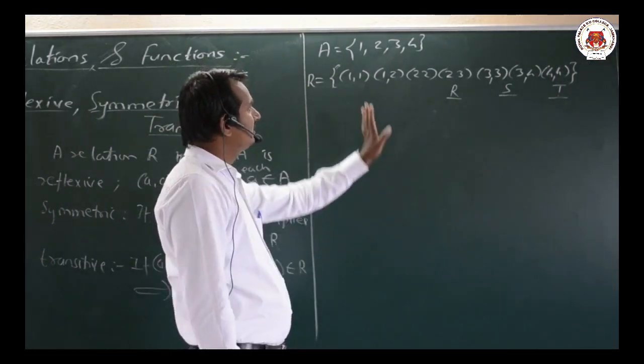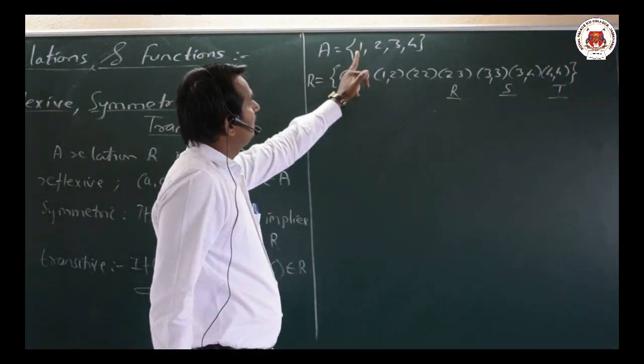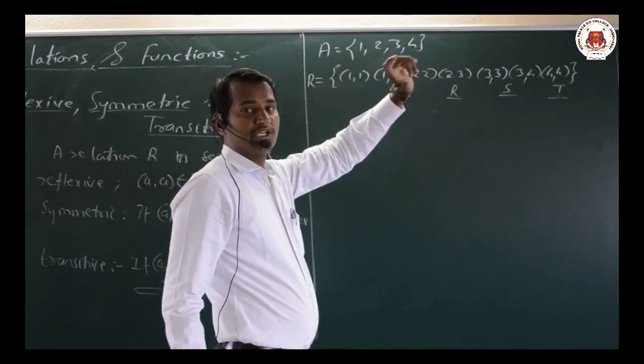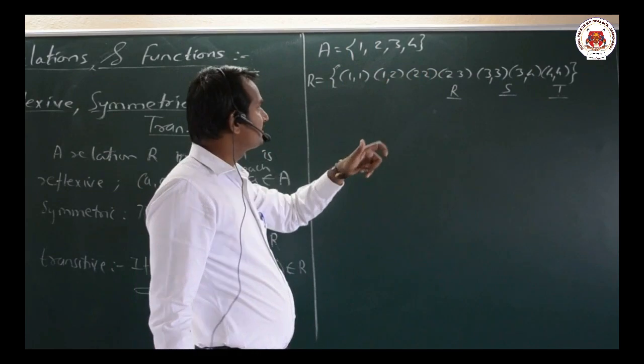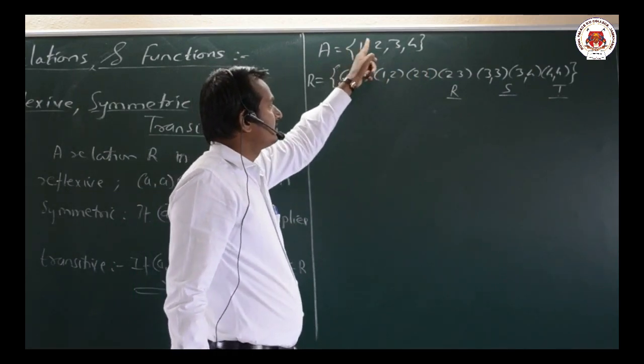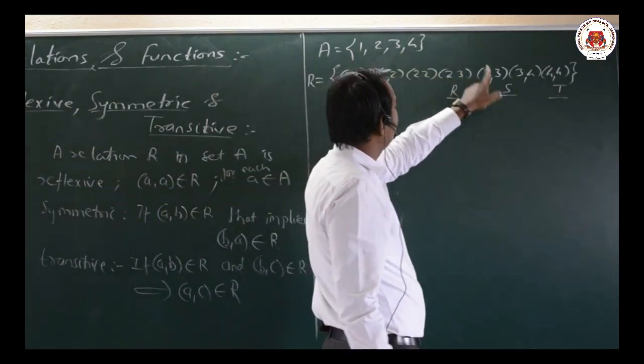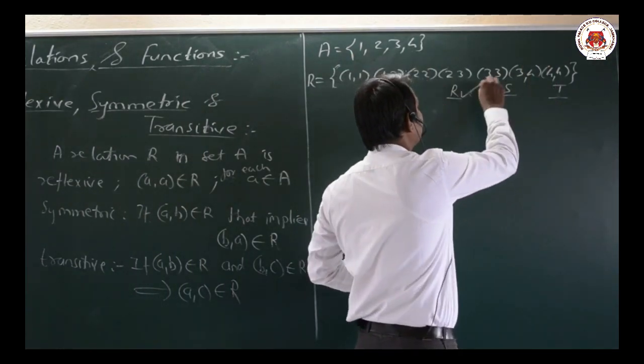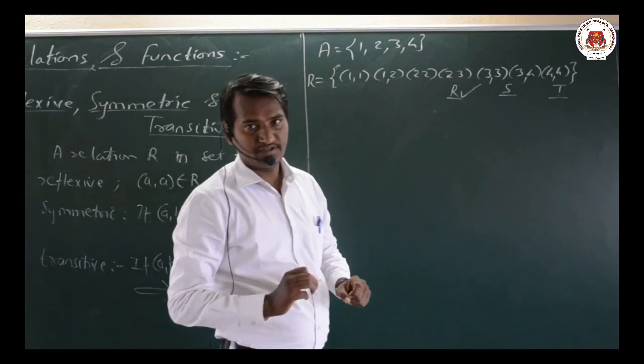First we have to observe that for every a belongs to A, that is for each and every element, we should have its image. Image means what? (1,1) we have, then we should have (2,2), then (3,3), then (4,4). And it is present, therefore it is a reflexive relation.